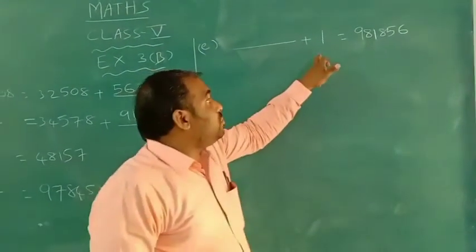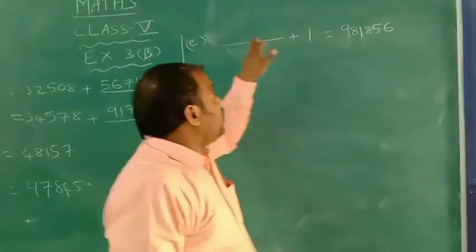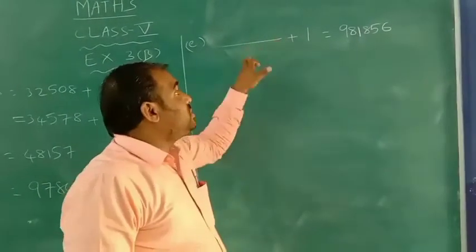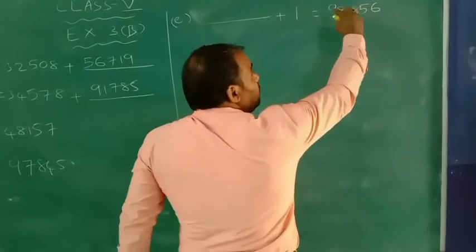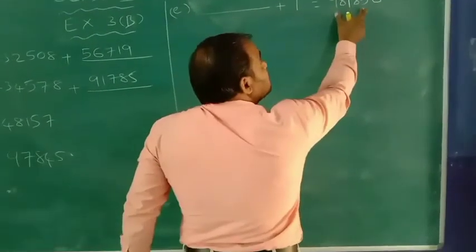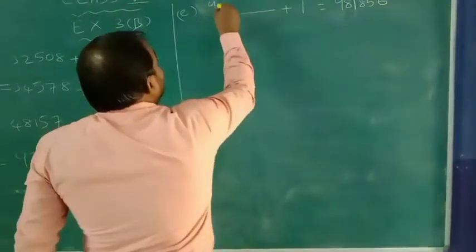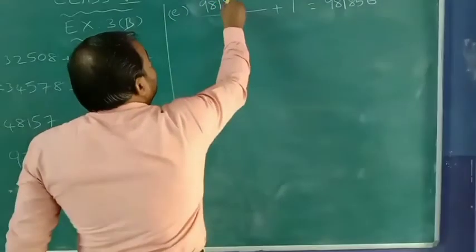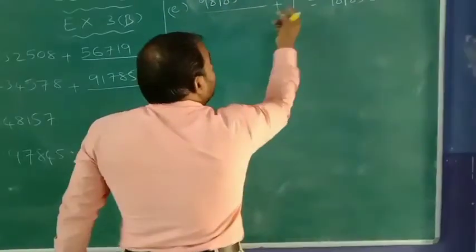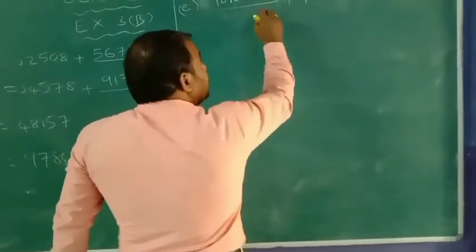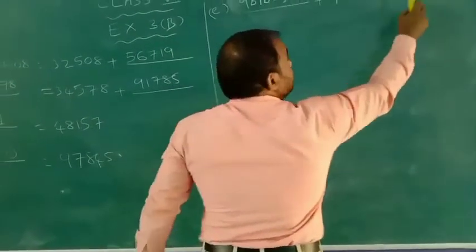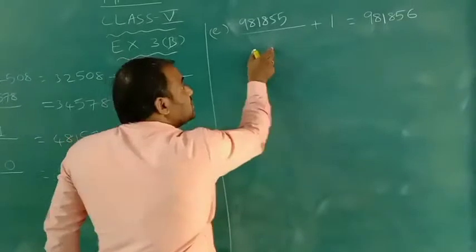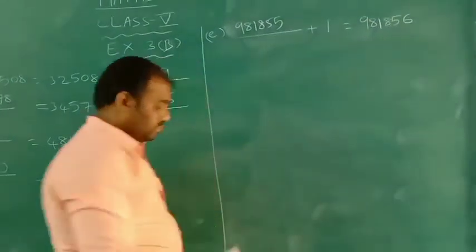Here adding 1 means we will get this number. Before adding 1, what number is this? Simple. 6, before that is what, sir? 5 only. See, 9, 8, 1, 8, 5. Before adding, it is 5 only. After adding, it is 6 only. Means this number is the successor of this one. Like that.